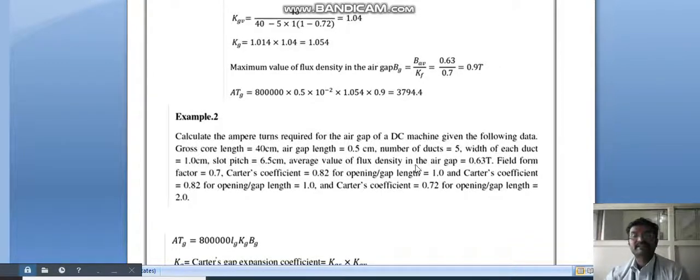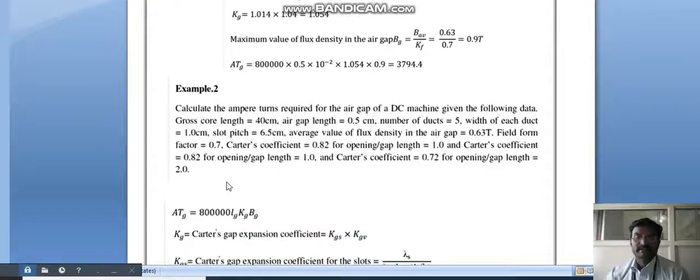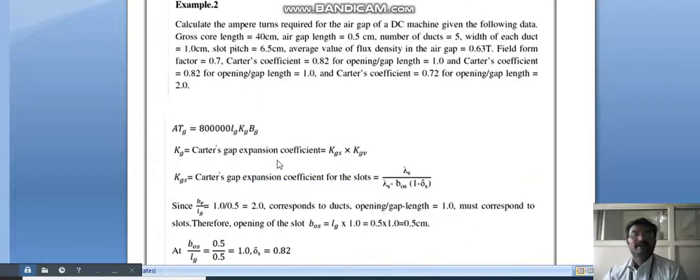Average value of flux density in the air gap is 0.63 T. Field form factor is 0.7. Carter's coefficient is 0.82 for opening gap of 1, and Carter's coefficient is 0.72 for opening gap of 2. Here, what they have given is: ATg is equal to 80,000 Bg Lg Kg.